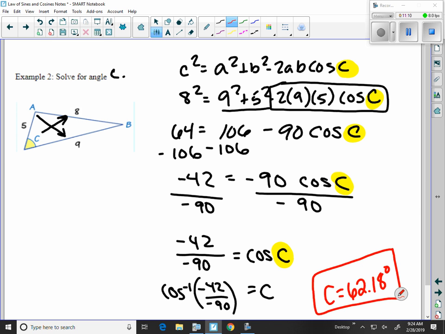Now, I am going to give you a hint on number 4. Number 4 is double log cosine. So you're going to have to solve for a side before you can solve for an angle on number 4. That's my hint.